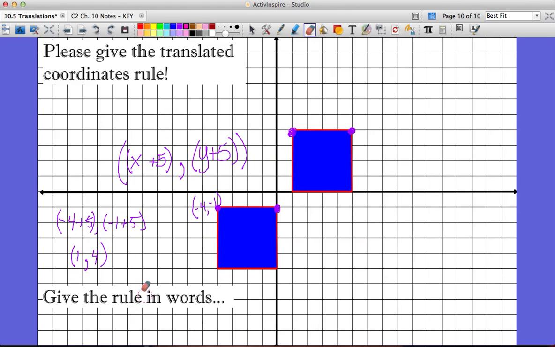Okay, so then what I want you to post on Edmodo is what this rule is in words. So what are you doing to the x and what are you doing to the y? Again, if you have any questions, please make sure to post them on Edmodo or write them down so we can go over them in class tomorrow.